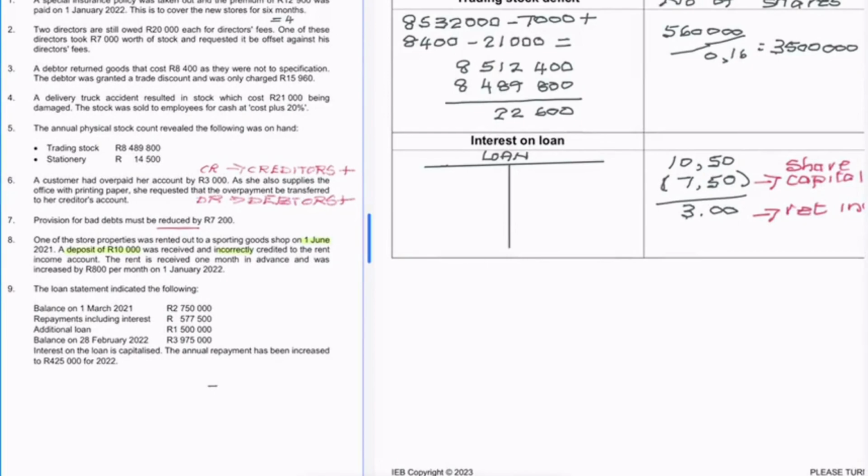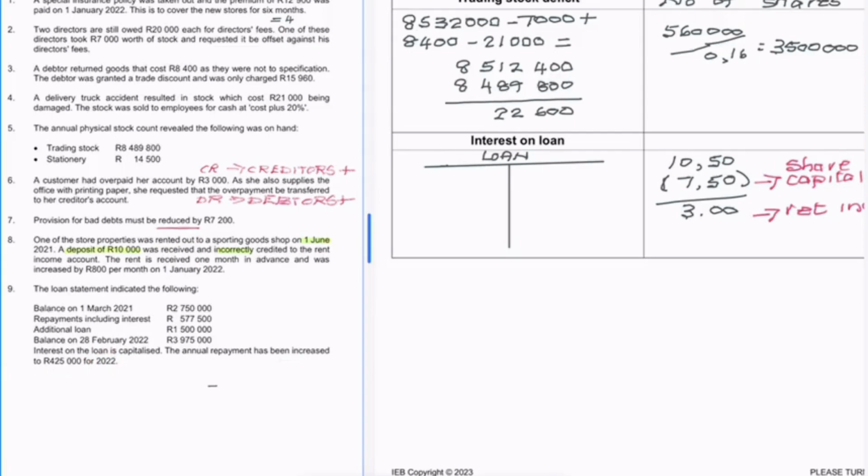The last transaction that we are told about is the loan statement. We've got a balance on the 1st of March of 2,750,000, repayments including interest. An additional loan was taken out, and then we've got the balance at the end of the year. We are told interest on the loan is capitalized. The annual repayment has been increased to 425,000 Rand for 2022.